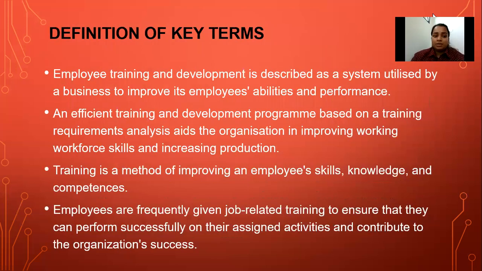Definition of the key terms. Employee training and development is described as a system utilized by a business to improve its employees' abilities and performance. An efficient training and development program is based on a training requirements analysis at the organization, improving workforce skills and increasing production.